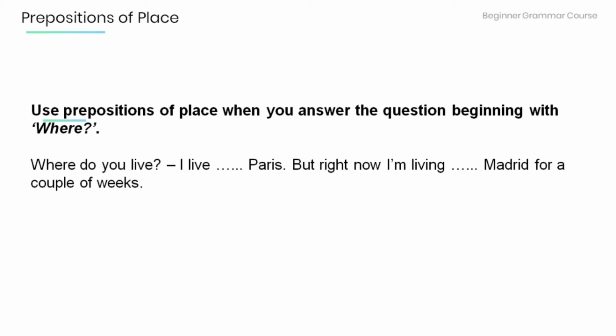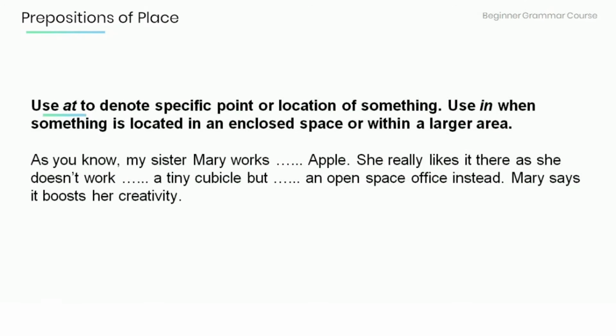I live in Paris, but right now, I'm living in Madrid for a couple of weeks. Also, remember that we use at to denote specific point or location of something. And we use in when something is located in an enclosed space or within a larger area. Now read the following text and fill in the blanks with either at or in.